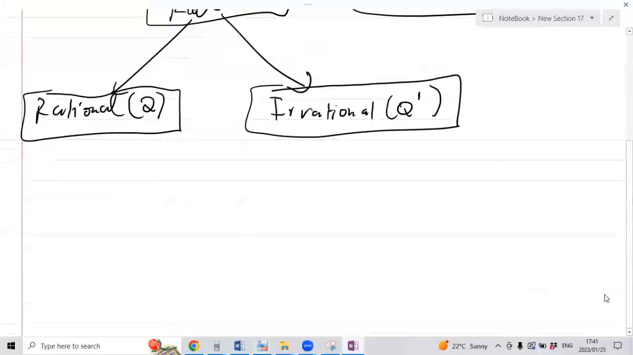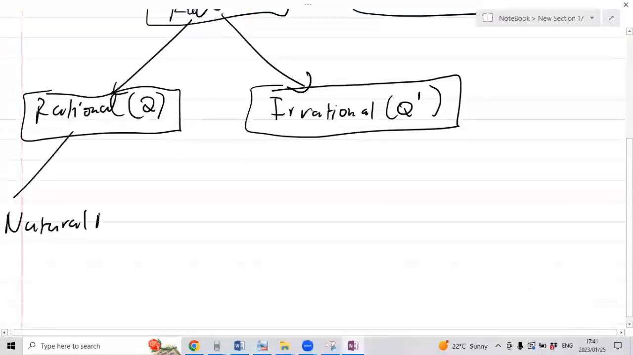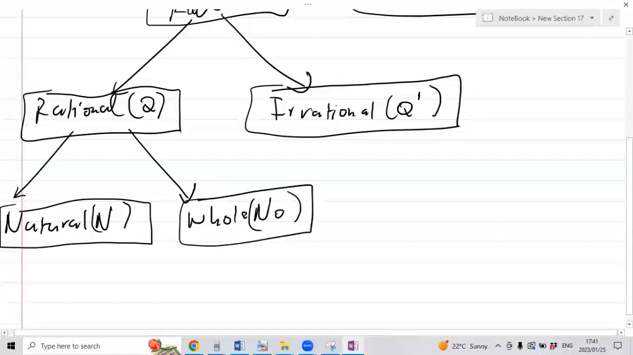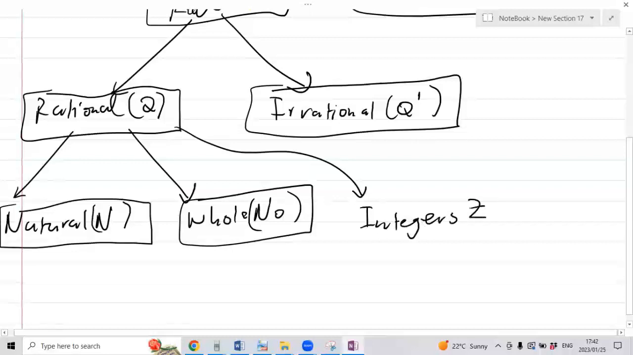Now, under rational numbers, we'll have natural numbers. And the symbol for natural numbers is a capital N. Whole numbers. And the symbol there is N subscript 0. And then we also have integers. And the symbol for integers is a Z.